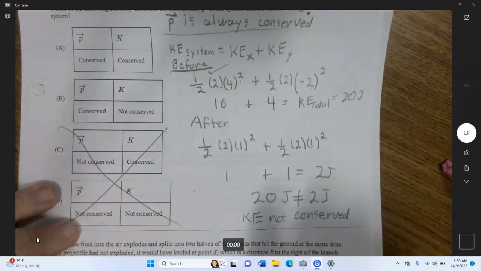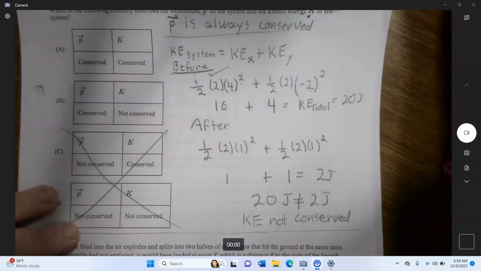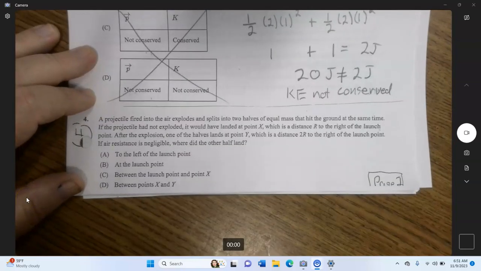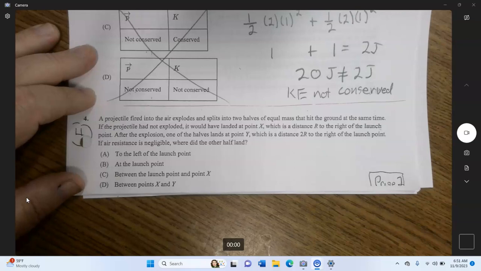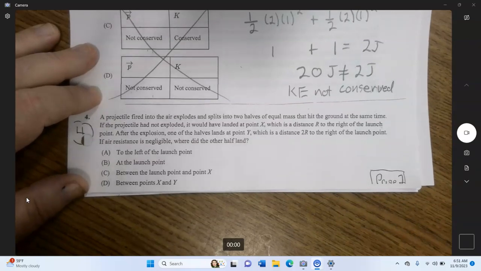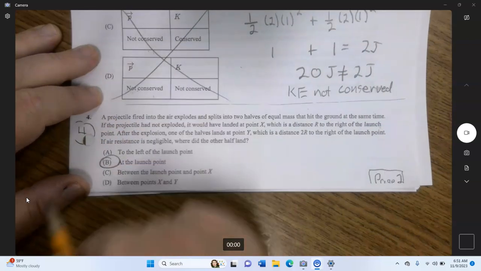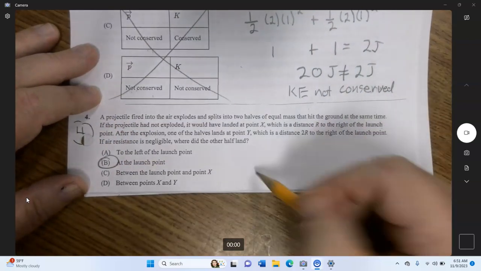Okay, there you go. That takes care of that. Okay, I'm going to skip 4. It, to me, doesn't make sense. If I tried to diagram this, I can't do it. So I'm just going to tell you the answer is B, but ignore it. Okay, you don't have to do this one. All right, next.